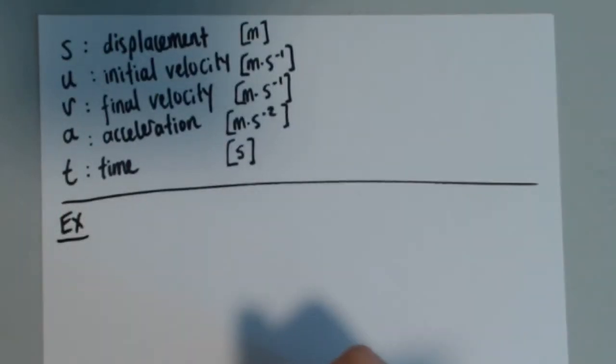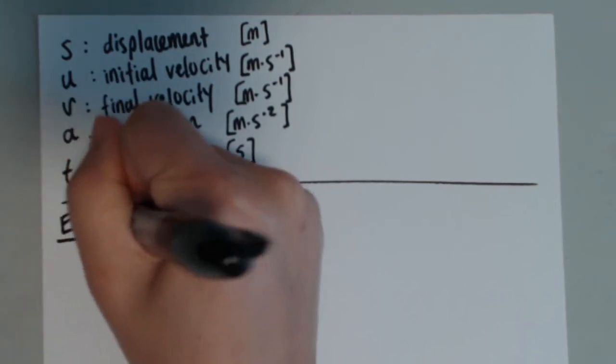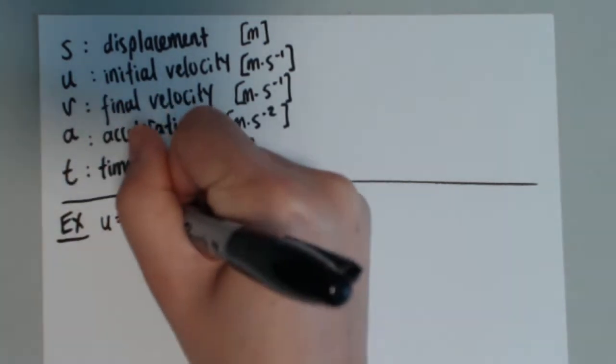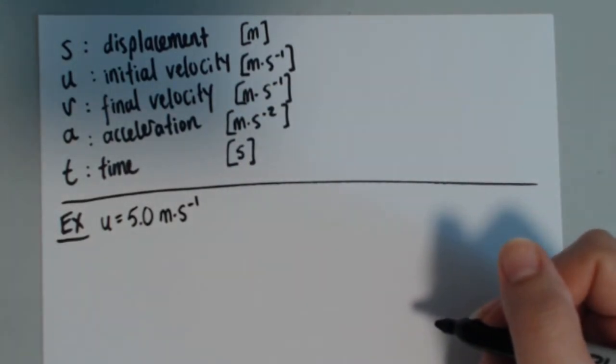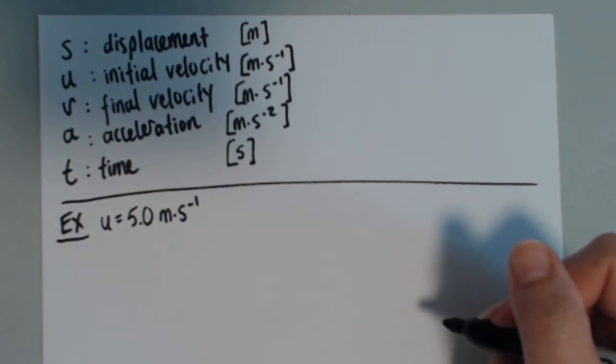Okay, so the driver sees that his speed is 5, he accelerates, and then after a certain time, he has a new final speed, which means the initial speed is 5 meters per second. This is how I want you to always set up your problem. Not only is it going to set you up for success, but it is a way of showing your work and essentially guaranteeing that you're going to get full marks on this problem.